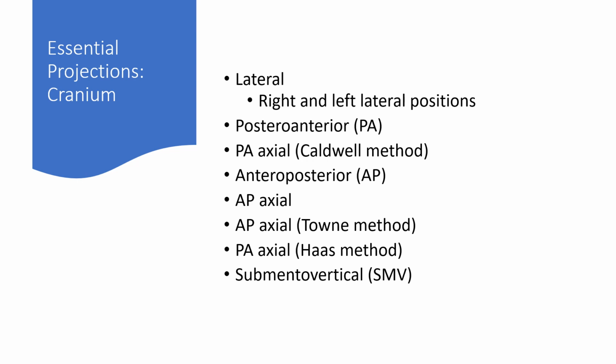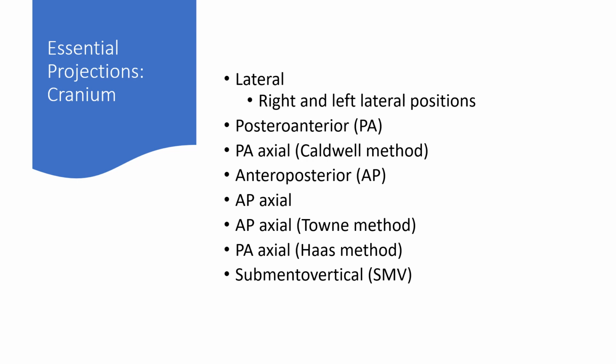There's also an AP projection of the skull that you can substitute in trauma. It's not always handy to lay a trauma patient prone. AP axial Town, PA axial Haas. AP axial can also be a reversed Caldwell in a trauma situation. And then finally an SMV, a submental vertex projection. So those will be the projections that I'm covering in just this lecture.